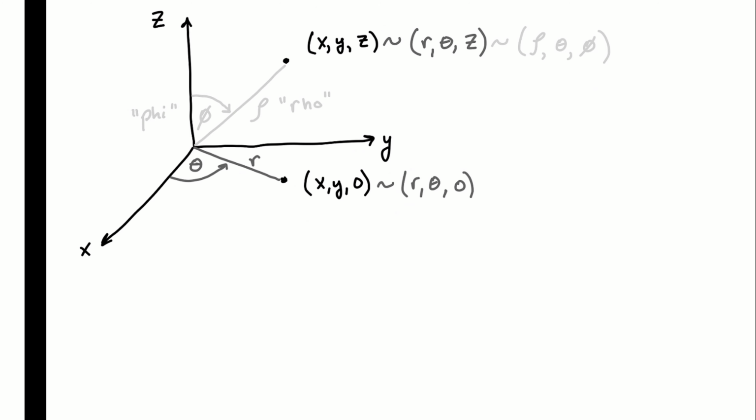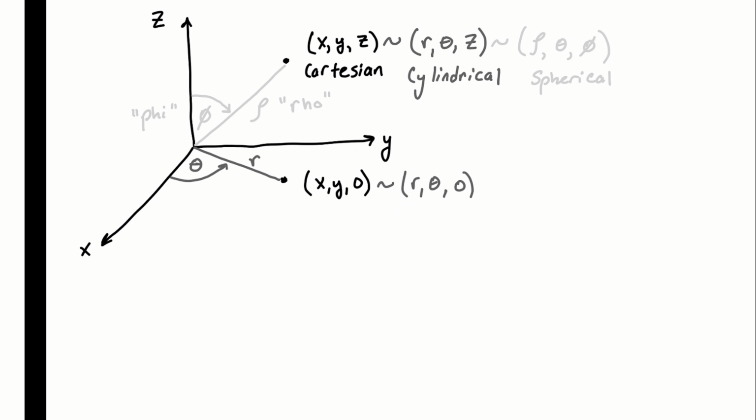This right here is the point xyz written in terms of spherical coordinates, where this point is written in terms of cylindrical. And this, of course, is Cartesian. So Cartesian, cylindrical, and spherical coordinates.